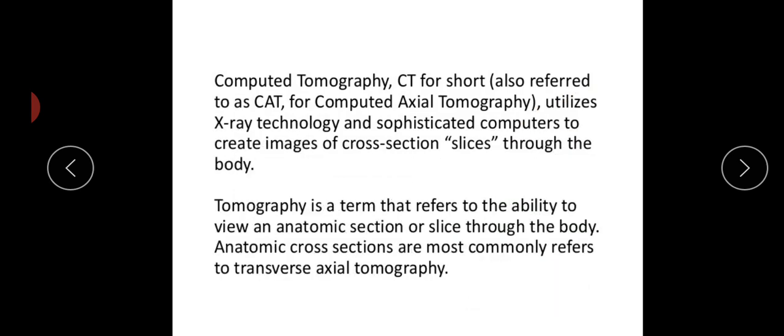So basically, computed tomography, CT for short, also referred to as CAT scan for computed axial tomography, utilizes X-ray technology and sophisticated computers to create images of cross-sectional slices through the body. Tomography is a term that refers to the ability to view an anatomic section or slice through the body. Anatomic cross sections are most commonly referred to as transverse axial tomography. Since the modality of CT has been developed, it has been used in several clinical conditions.